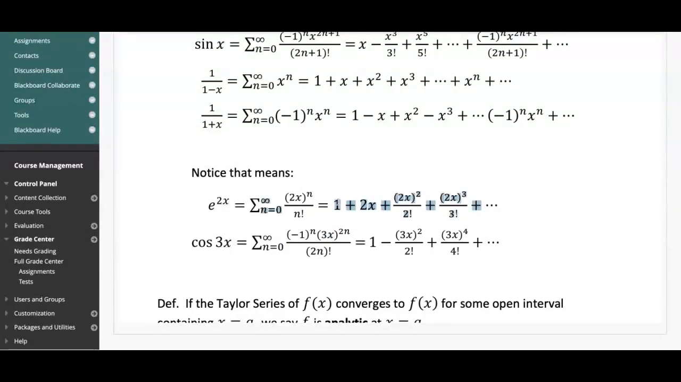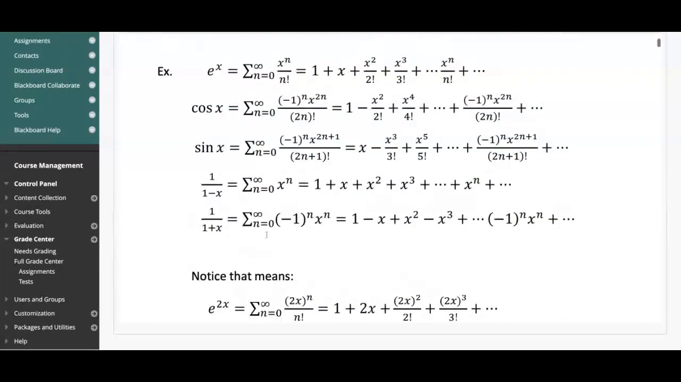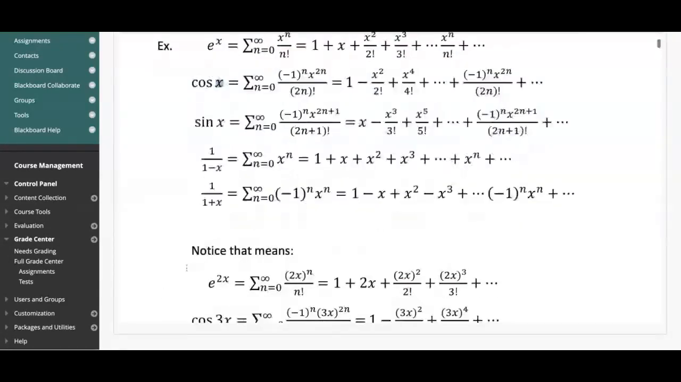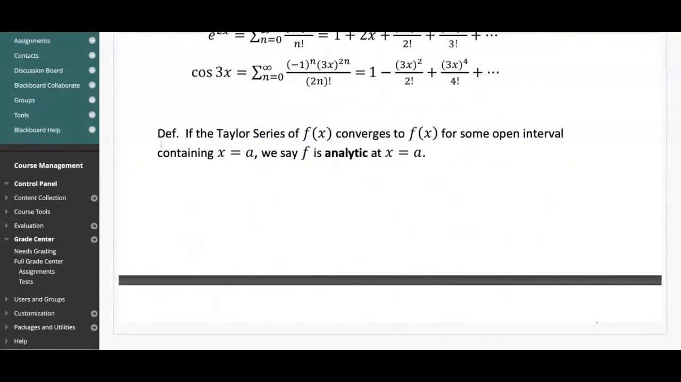What's important is the pattern of the terms in the infinite series. So the x here is just a placeholder, and can be any mathematical expression. Okay, definition. If the Taylor series of f of x converges to f of x for some open interval containing x equals a, we say f is analytic at x equals a. Right? So just a definition.